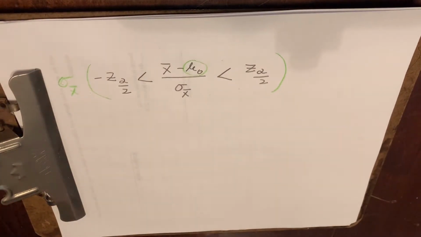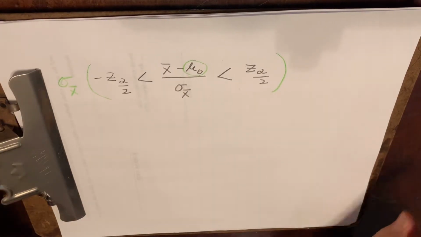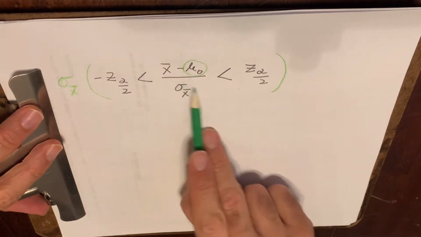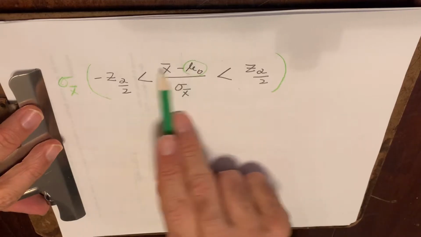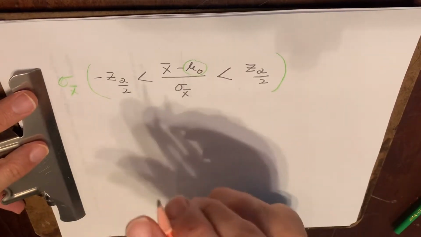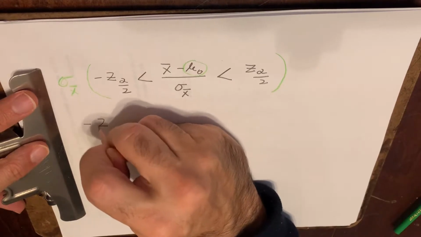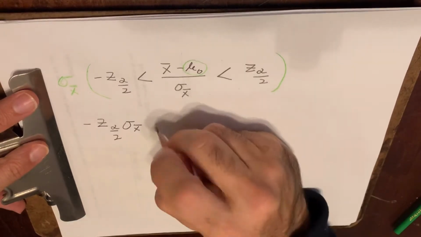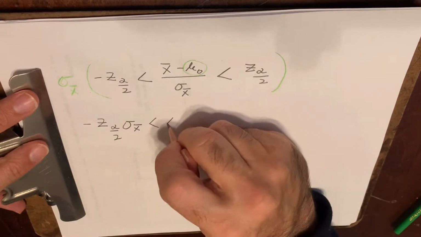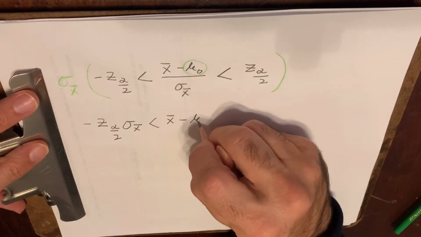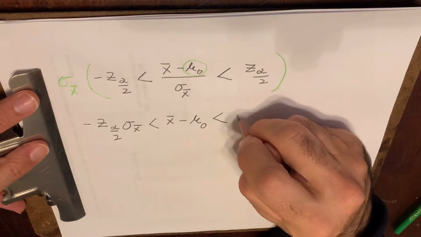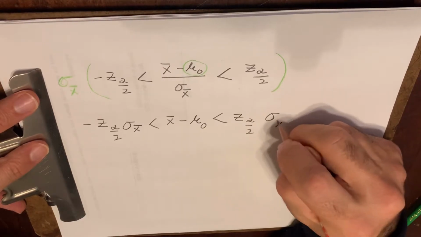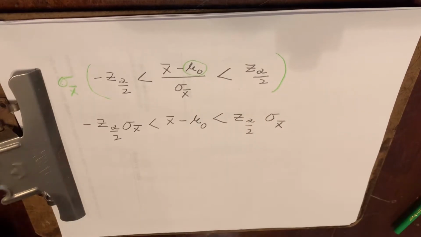And it looks like my green color isn't coming out too well, so I'm going to use my regular pencil. But I do want to show you that this sigma sub X bar will cancel over here and leave this numerator. So what we have is negative Z sub alpha over 2 sigma sub X bar is less than X bar minus mu naught is less than positive Z sub alpha over 2 sigma sub X bar. Now we're getting there. We're not there yet, but we're totally getting there.